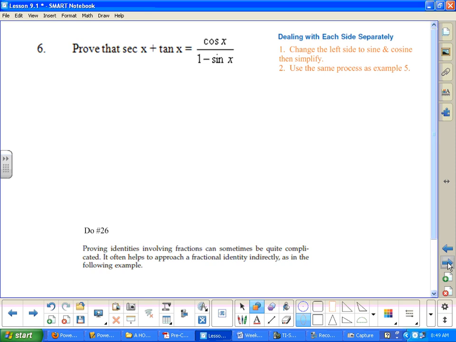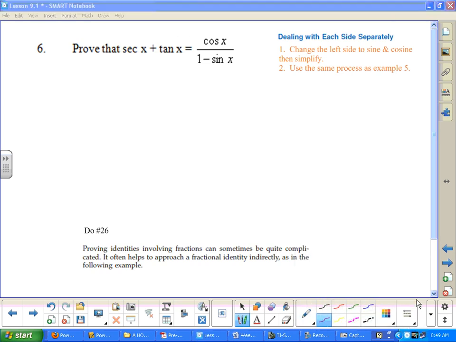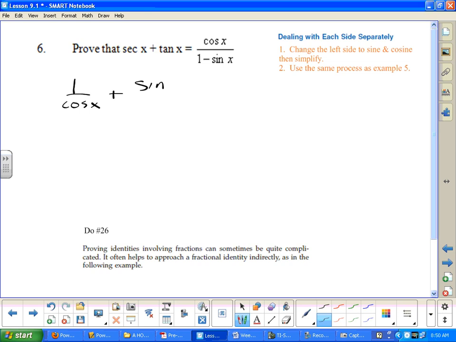So here I've given you a plan of attack. Deal with each side separately. Like we just talked about in example 4, we said, okay, if nothing is squared, I want to change everything to sine and cosine, first of all. Okay. So there's our first thing. Nothing squared, change everything to sine and cosine. So we've got 1 over cosine plus sine over cosine. So we have a common denominator.